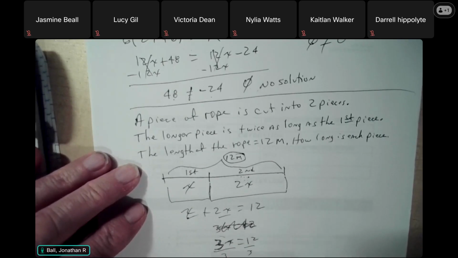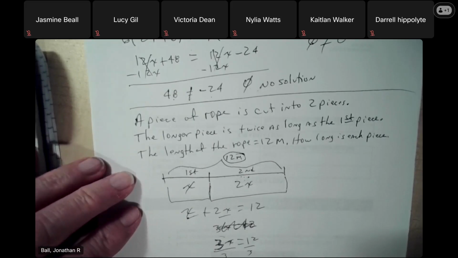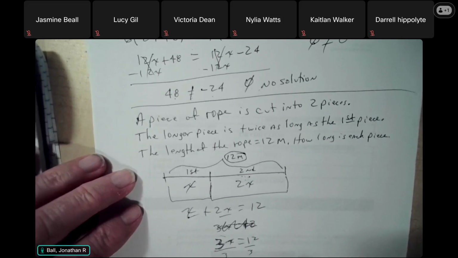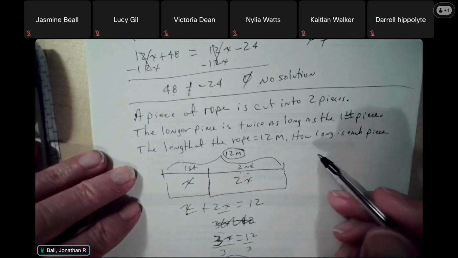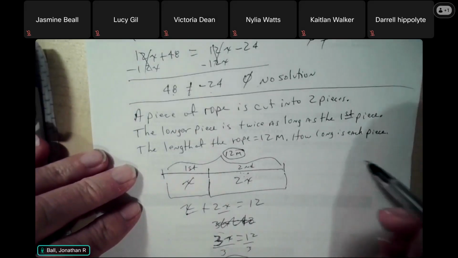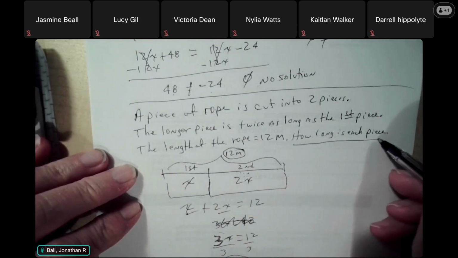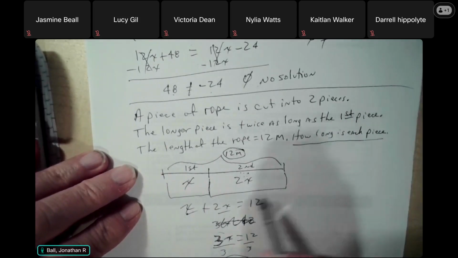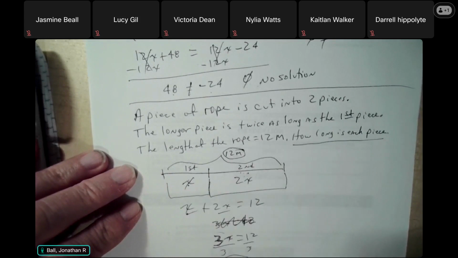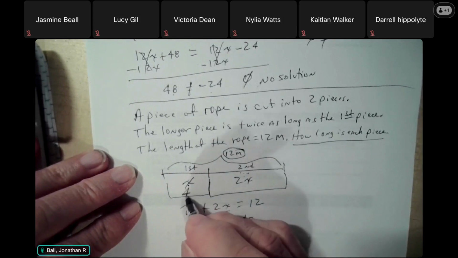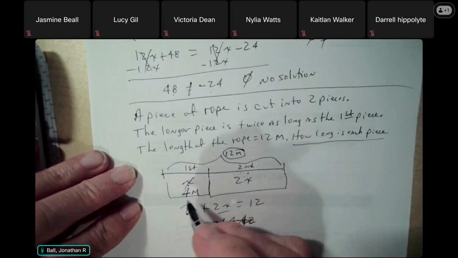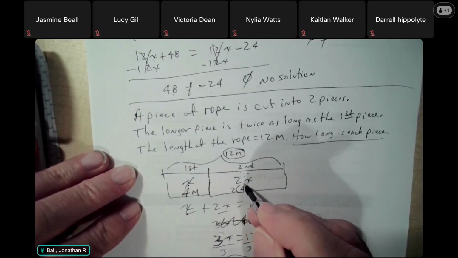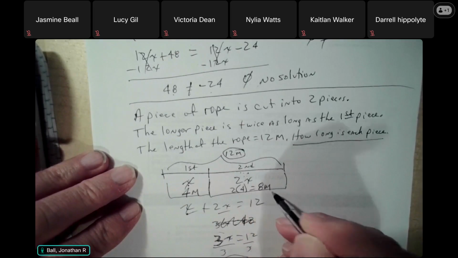Is this our answer? No. Remember in the second grade how they told us underline the important stuff? I can remember thinking, oh, I'm not doing that. Well, our second grade teacher, she was right. We want to know how long is each piece. The first one is x, so the first one is 4 meters. The second piece is 2 times as much, so 2 times 4, which is 8 meters.